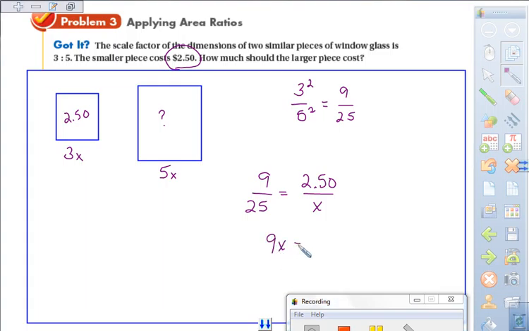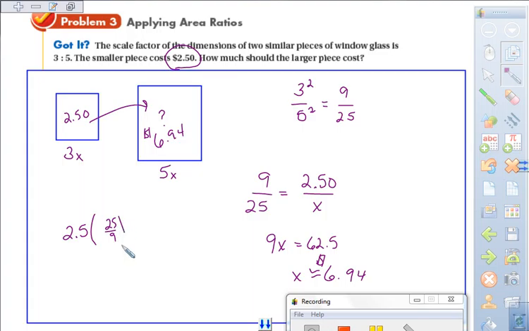So I'm going to cross multiply, and I get 9x equals 6250. Divide by 9. And I get about $6.94. So we knew our costs should have gotten bigger by a ratio of 9 to 25. Otherwise, what we could do is just take $2.50 times 25/9, and that should turn into our $6.94 if we just apply our scale factor.